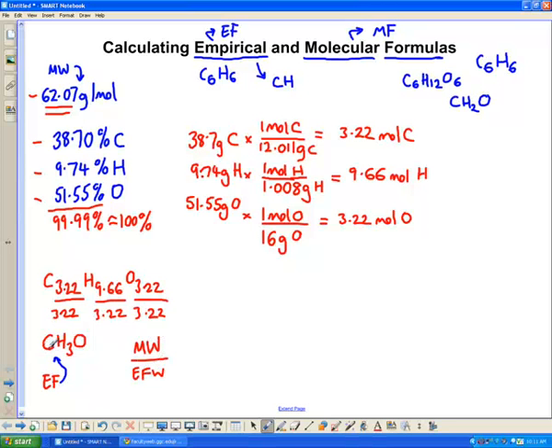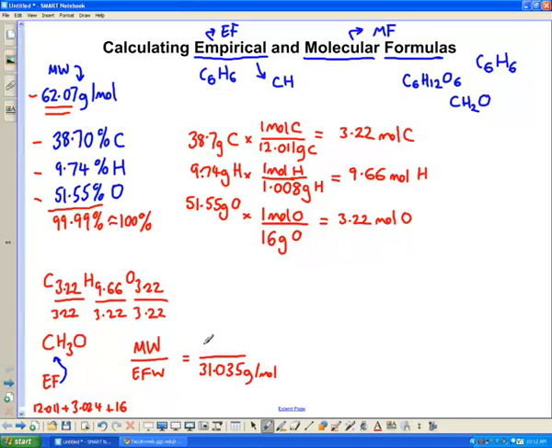Alright, so that empirical formula weight, its carbon is 12.011, 3 hydrogens is 3.024, and oxygen is 16. So this gives us 12.011 plus 3.024 is 15.035, plus 16 is 31.035 grams per mole of the empirical formula.